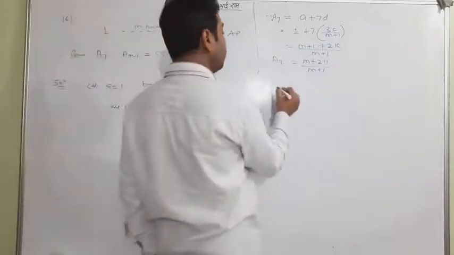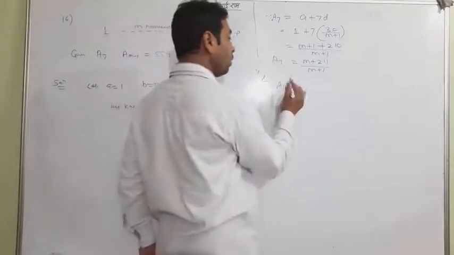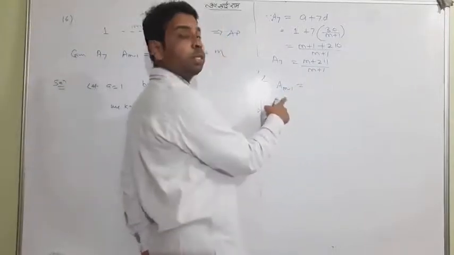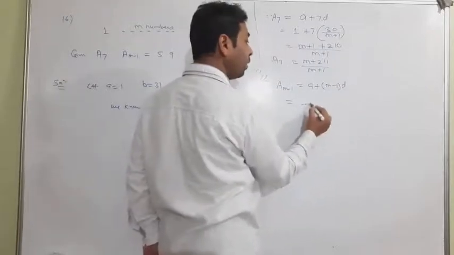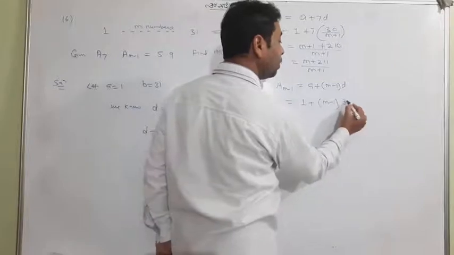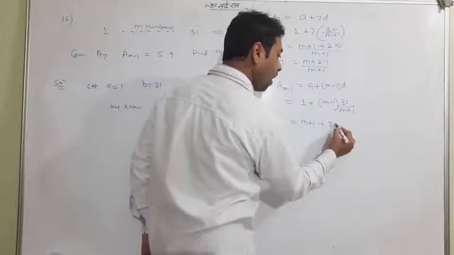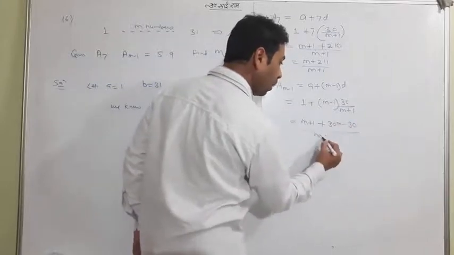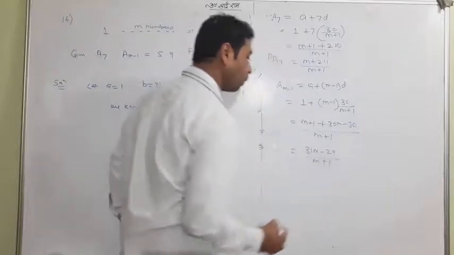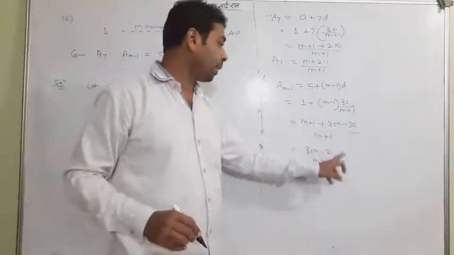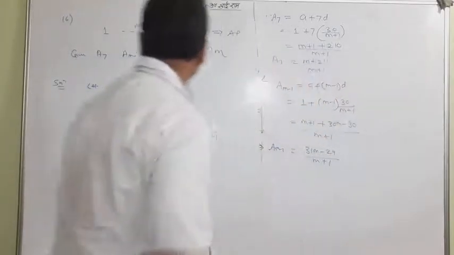And the other one we are told is m minus 1. For this mean term the formula is the same: a plus (m minus 1) into d. Put a as 1, (m minus 1), and d as 30 upon (m plus 1). Take an LCM: (m plus 1) plus 30m minus 30 upon (m plus 1). So 31m minus 29 upon (m plus 1). This is what we got, A(m minus 1).